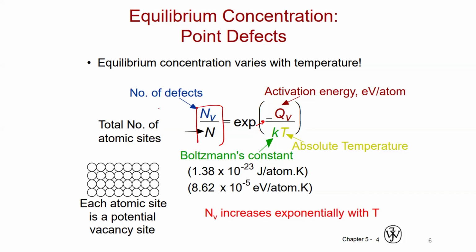And NV is the number of defects. N is the total number of atomic sites. Q is the activation energy, as I have mentioned. K constant is the Boltzmann constant, and T is the absolute temperature, which is the temperature in kelvins. So we have these questions in the tutorial. We will be using this equation and finding the answers. Any questions so far? So it's an easy topic. I hope you understand. I'll move to the next one.